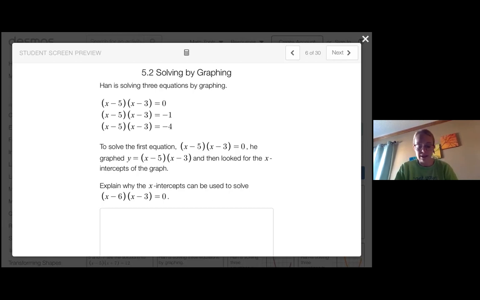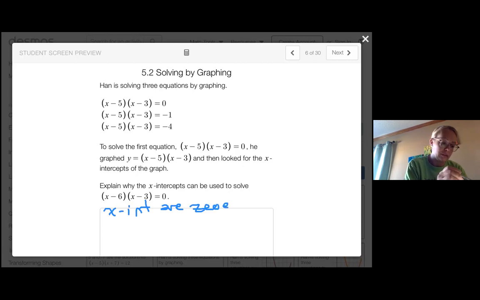In this case, you guys, x-intercepts are zeros. That's the same thing. X-intercepts are zeros. Oh, that is not how I spell. Well, apparently that's how I spell, but that's not how you're supposed to spell. Which is true. X-intercepts are our answers.